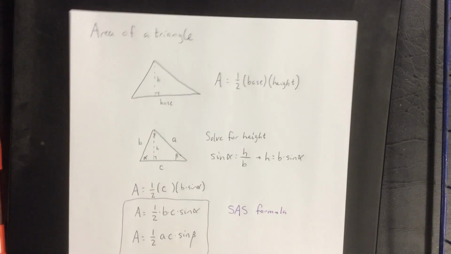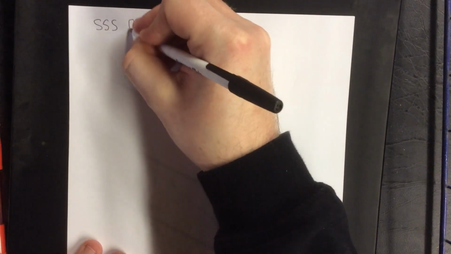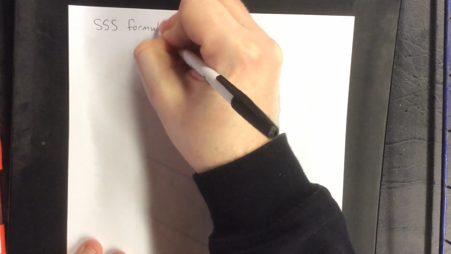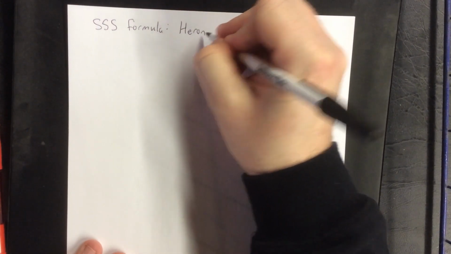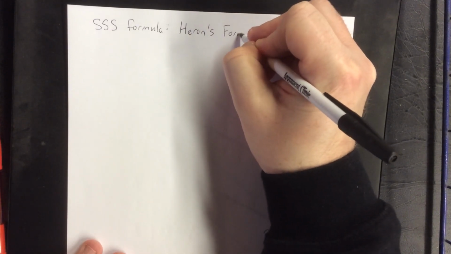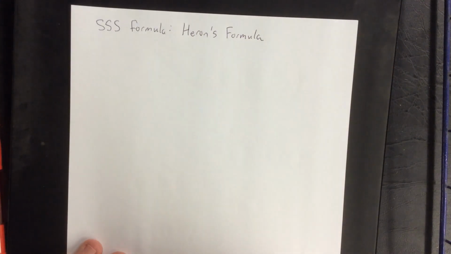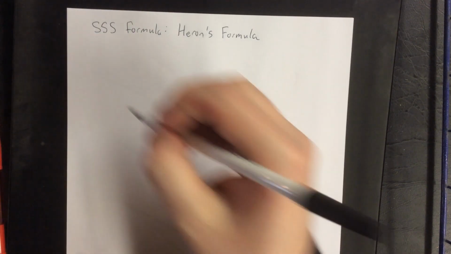There is one additional area formula for a triangle. That is the side-side-side formula. If you know the three sides of a right triangle, or excuse me, of any triangle, you can come up with the area of it. The side-side-side formula is also known as Heron's formula for the mathematician that generated it.